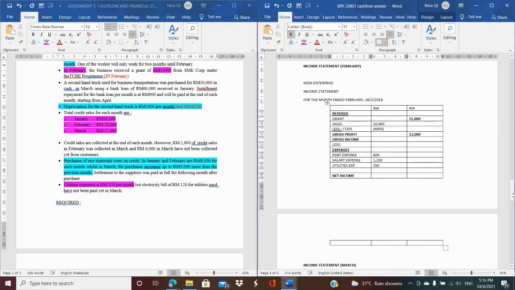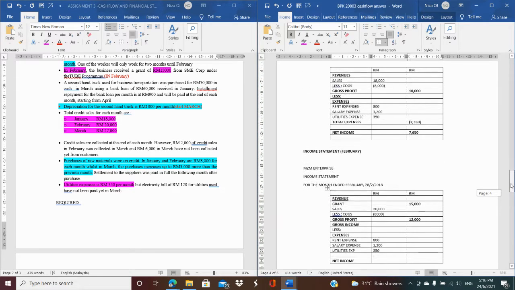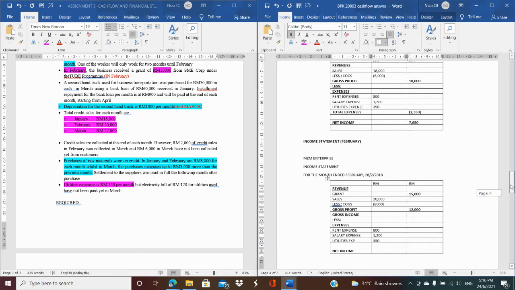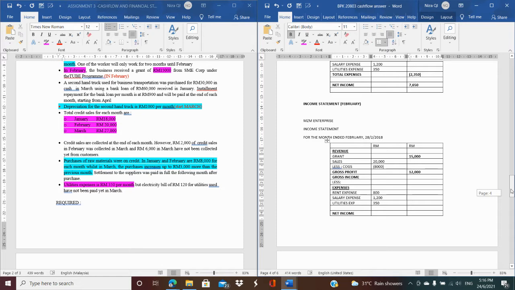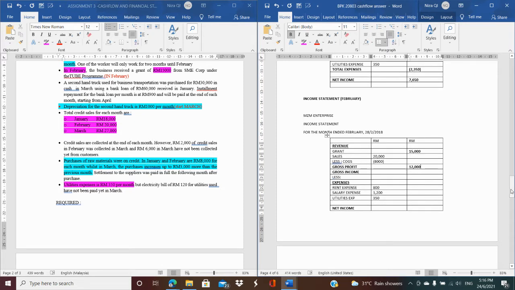So you can see the amount is different, because that was for January 10,000, and for February the gross profit from sales is 12,000. Now you add the grant, so the total gross income will be 27,000. So now what will be the expenses?